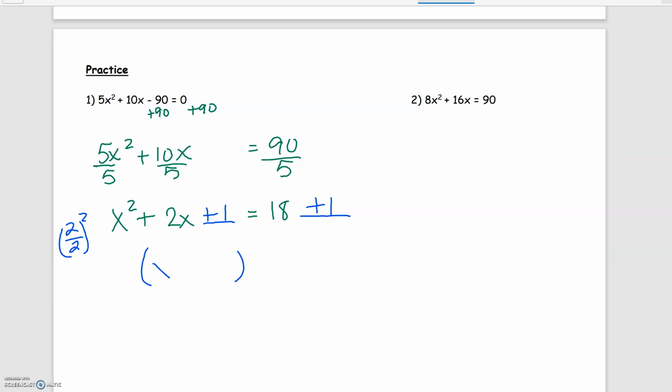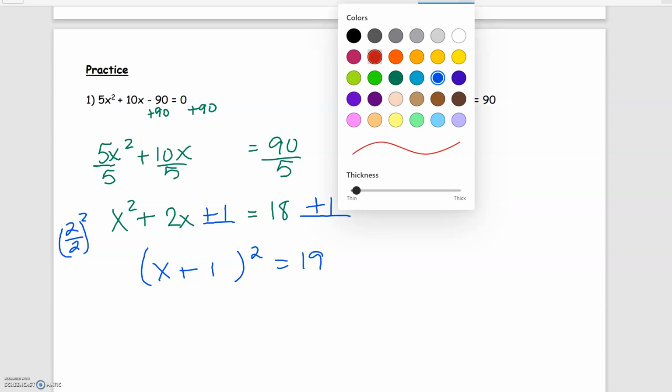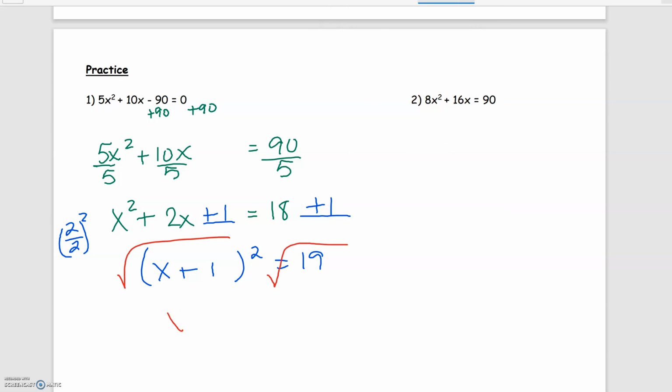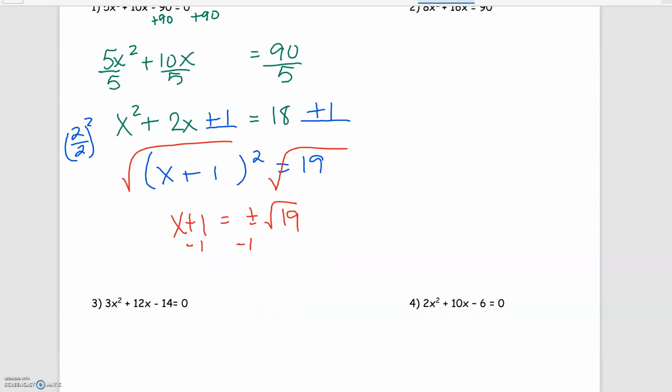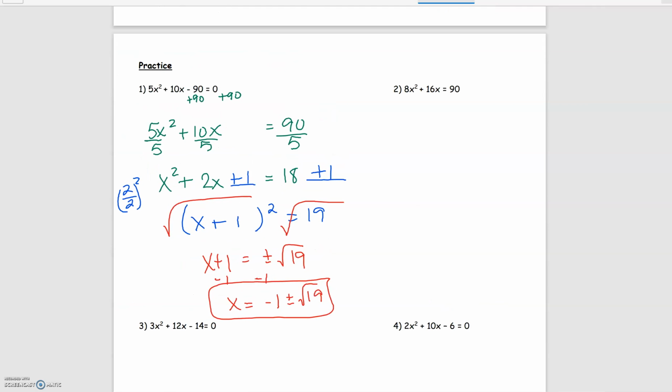So factoring, it's an x plus 1 squared equaling 19, and then we're going to square root. X plus 1 equals plus or minus square root 19. No factors of 19, so we're just going to subtract 1 and leave it as -1 plus or minus square root 19. Go ahead and try this next one, number 2.